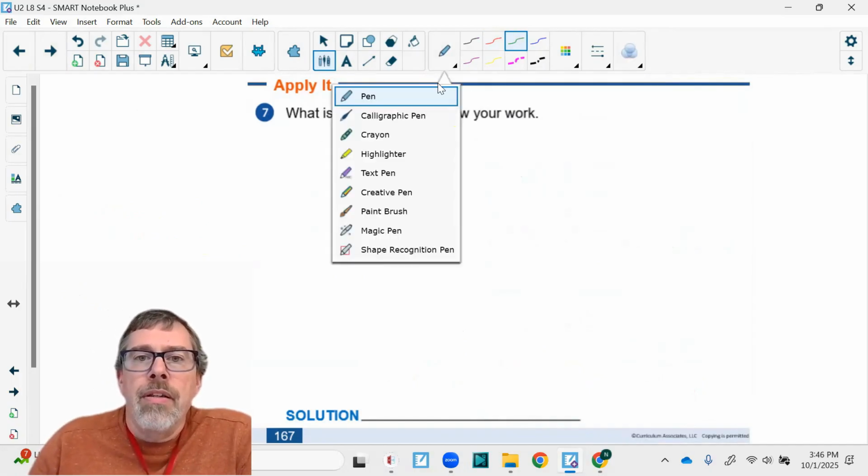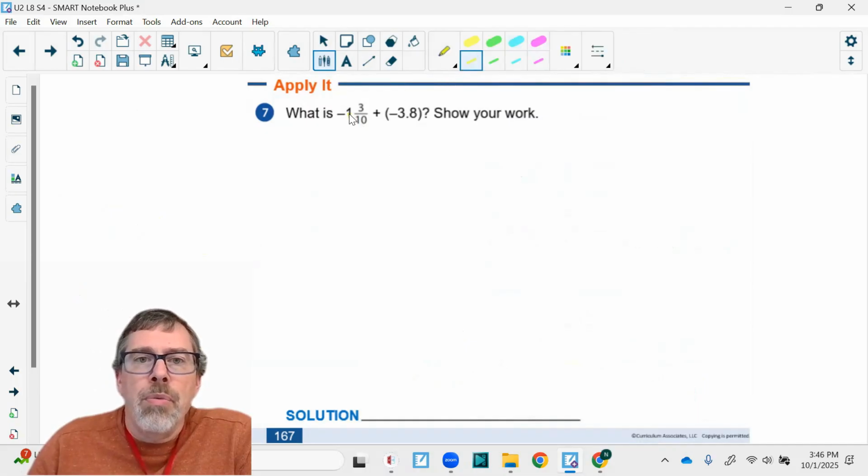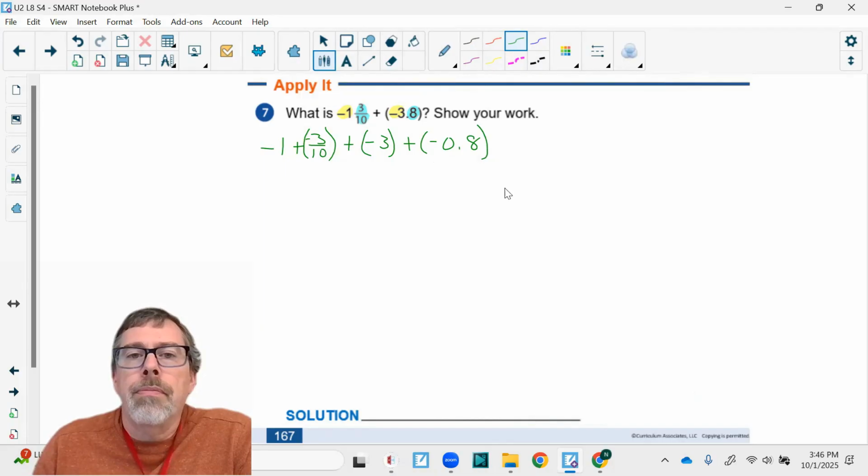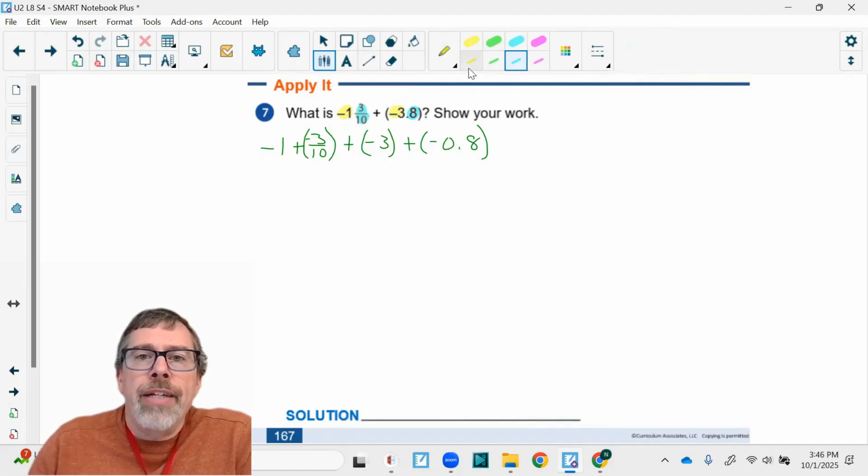Number 7. What is the sum of these? So again, we have an integer and an integer, a fraction, a decimal. First thing I'm going to do is separate these. -1 plus 3 over 10, which is also negative. So don't forget that. So it's -1 plus -3/10 plus -3 plus -0.8.